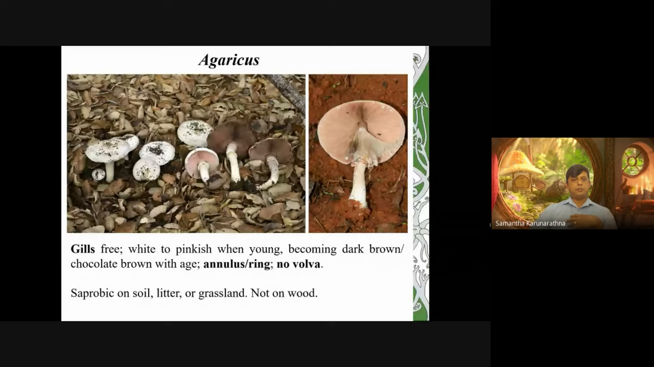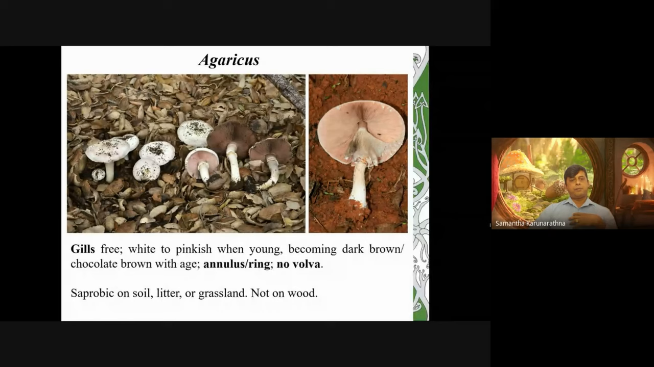So Agaricus. Agaricus can be characterized by the chocolate brown spores or spore prints. When it is immature, you can see the gills are white, then they turn pink, and then finally turn into chocolate brown.